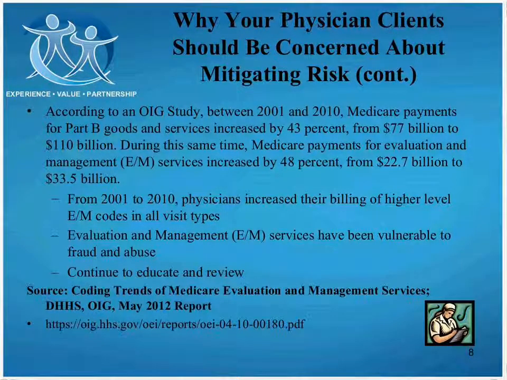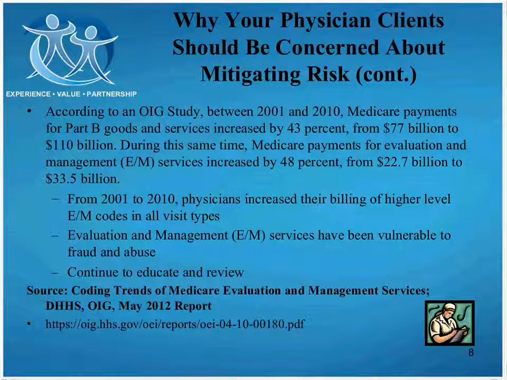This is not taking into consideration procedures, surgeries, et cetera. This is just pure visits to the doctors, regardless of specialty, increased by 48%, or $22.7 billion to $33.5 billion. And what they noticed is that from 2001 to 2010, physicians increased their billings to higher level evaluation and management codes. We talk about them as the higher level codes, the moderate and high complexity codes, and I'm not going to confuse you with the numeric.